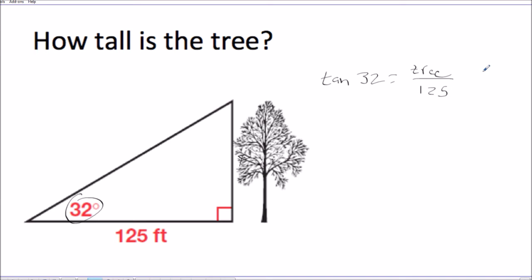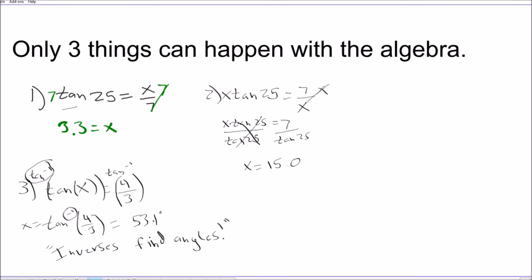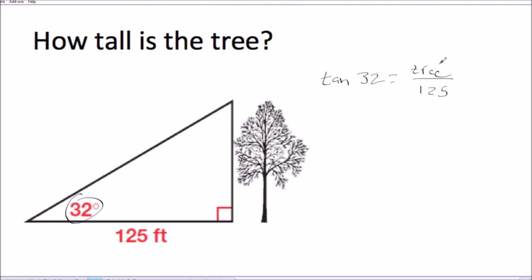Now see if you can figure out what the next algebra step is. We want to know what the tree is, so we need to get tree by itself. Does that fall into case 1, 2, or 3? Okay, this is an example of case 1 because the variable is on the top part of the fraction. You see that? Right here, variable's on the top part of the fraction. That means we need to multiply on both sides. So I can type in 125 tan 32, and I get 78.1.